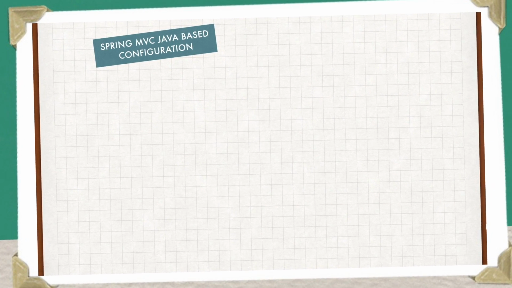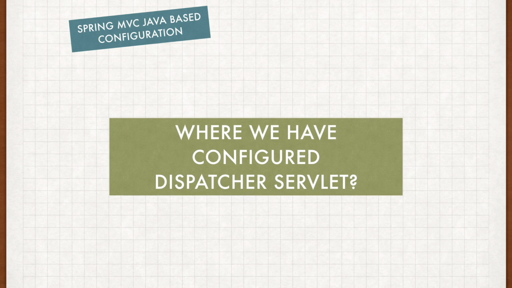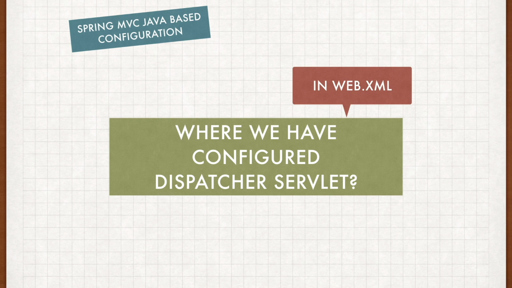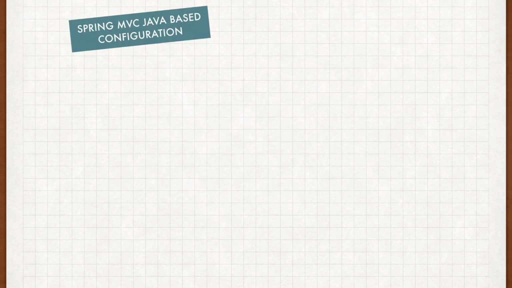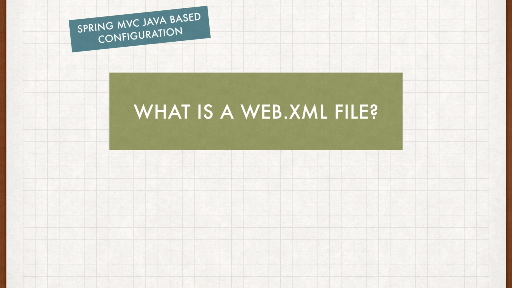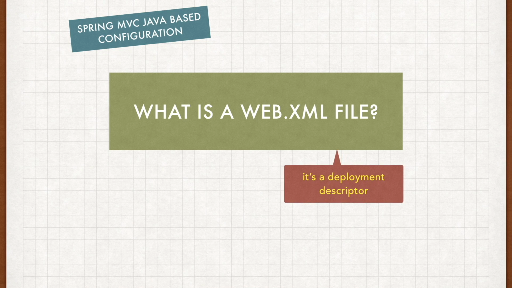So first, answer me a question: where have we configured the dispatcher servlet? Obviously, we have configured the dispatcher servlet in the web.xml file. So the next question will be, what is a web.xml file? A few of you will say that it is a deployment descriptor. So what is a deployment descriptor?